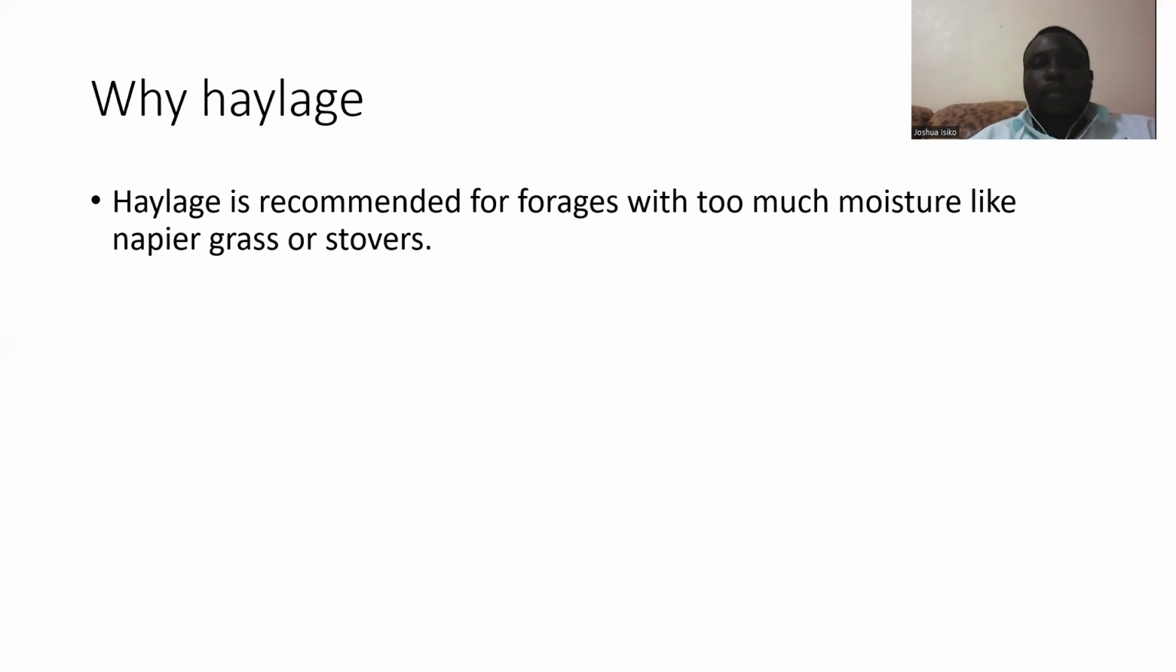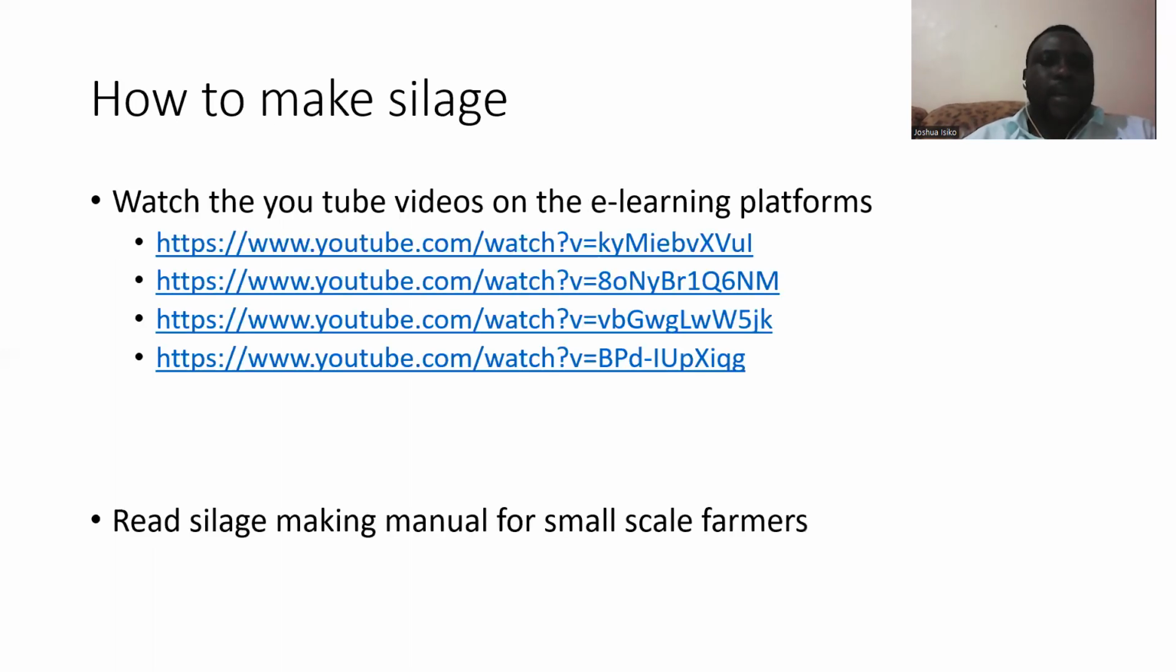Why haylage? When do you really need to do haylage? Haylage is recommended for forages with too much moisture, like napier grass. Silage made from napier is sometimes too moist and not tasty. So what people do is partly dehydrate the napier and then make silage out of it. Stovers are commonly almost dry, so we call that haylage. You cannot make hay from maize stovers or sorghum stovers. They are too hard.